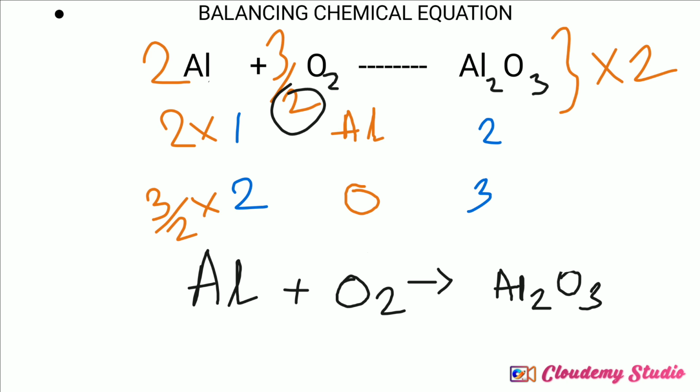That is, the 2 aluminium into 2 will become 4 times. This will become 3 times, because 3 by 2 into 2, the 2 will be cancelled. We will get the answer 3. And this aluminium oxide will become 2 times. And now the equation is balanced.